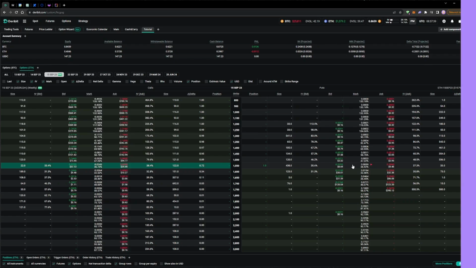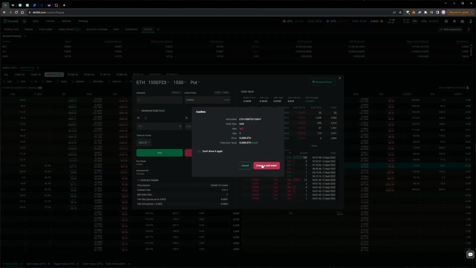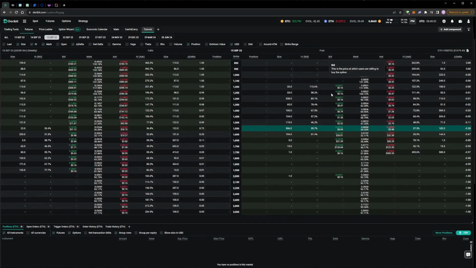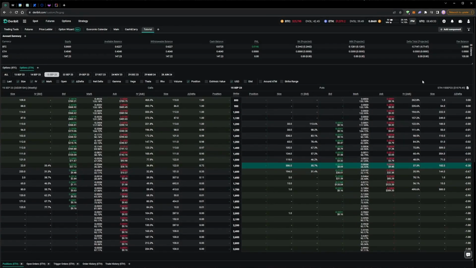In this instance, after about 10 minutes of waiting, instead of leaving our order there and risking the price moving in the wrong direction, we decide to close the put by selling into the best bid of 0.0055. As we can see in the position table, our position is now 0, so the long straddle trade is over.